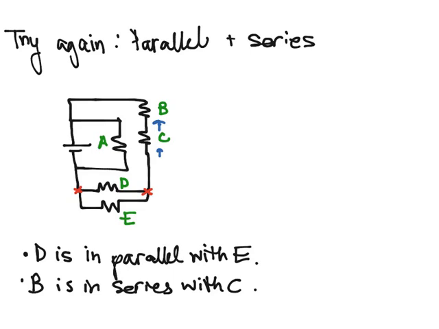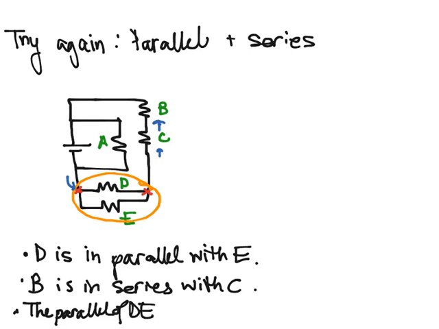Okay. I can also say, I can kind of lump things together and treat them as a group. So if I'm an electron and I've gone through D and E, then I have to go through B and C. So I can say the parallel of DE is in series with B and C.